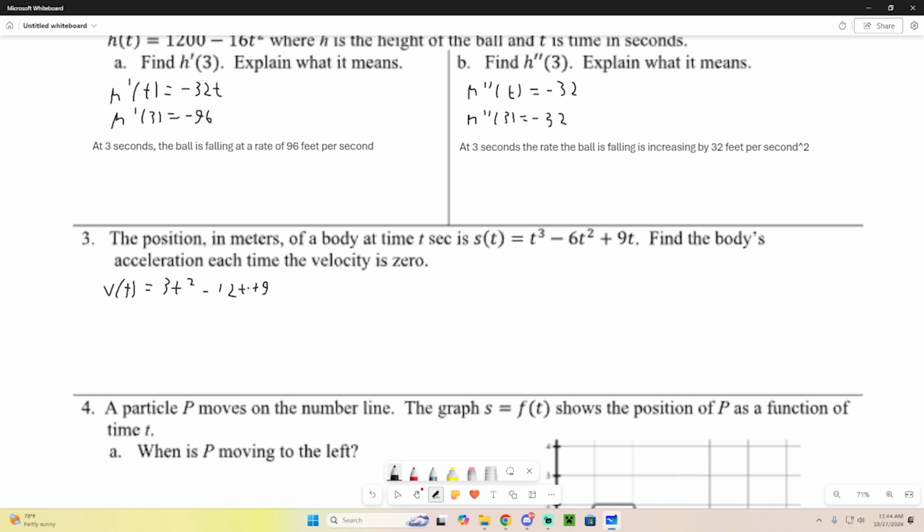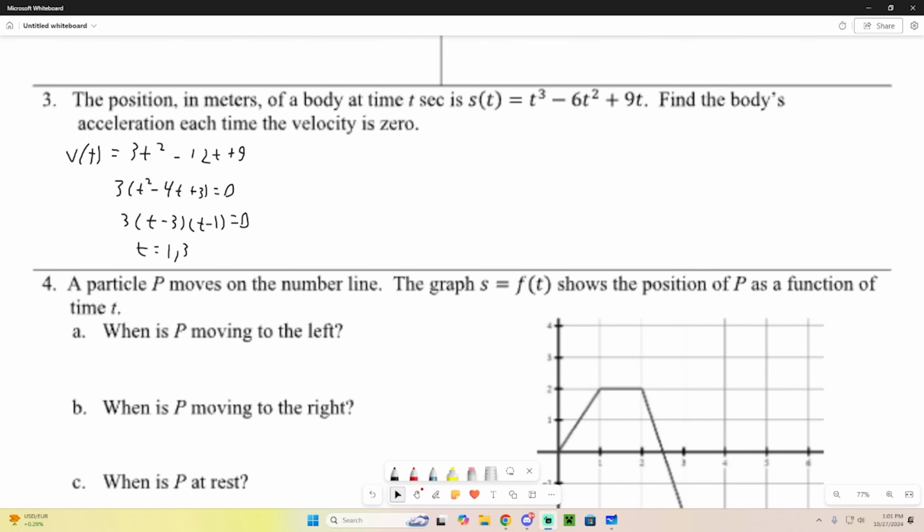And before I do anything, I'm just going to factor a 3 out of everything, because that'll make it easier to factor later. So t squared minus 4t plus 3 equals 0. And now I can factor that into t minus 3 and then t minus 1 equals 0. So t is equal to 1 and 3.